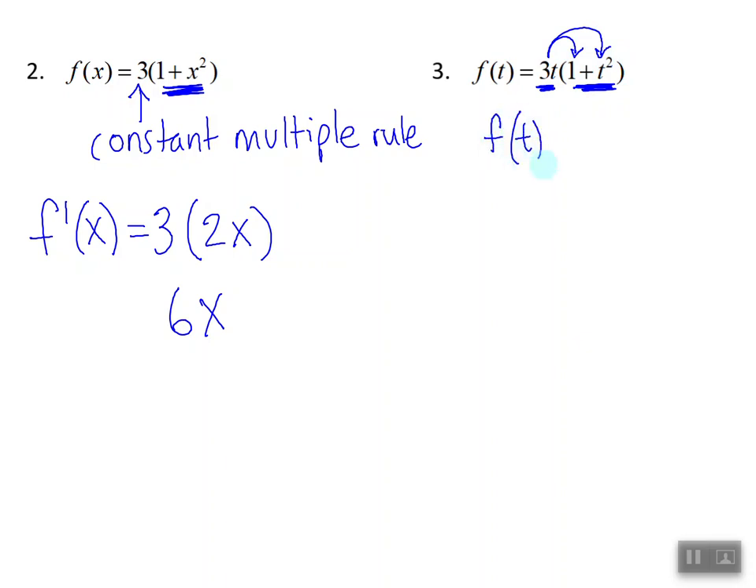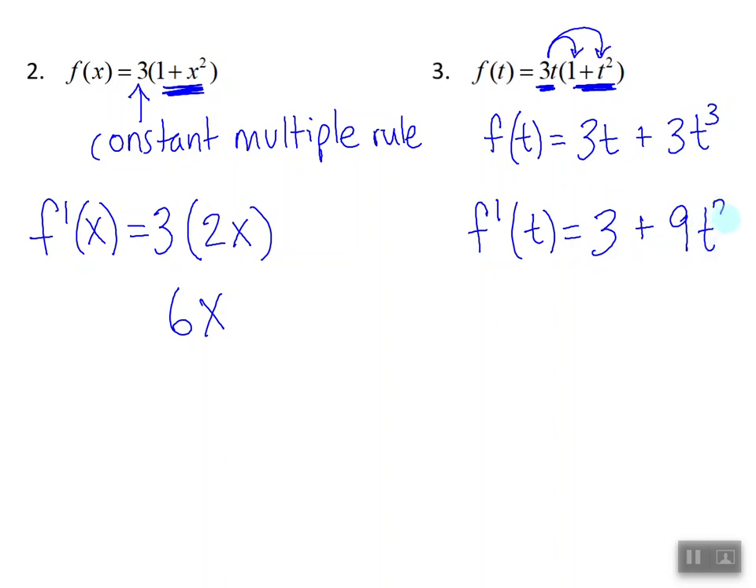So f of t can also be written as 3t times 1, which is 3t, plus 3t times t squared, which is 3t cubed. Now I don't have a product of functions, and I don't have to worry about a product rule. Now I'm going to write the derivative f prime of t, which is the derivative of 3t, or 3, plus the derivative of 3t cubed, which is 9t squared. And that's it. Often, when we're taking the derivative, we want to think about what is the most efficient method we can use.